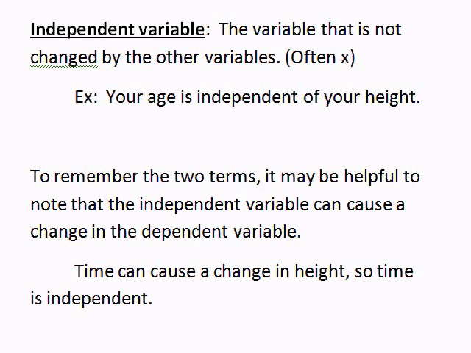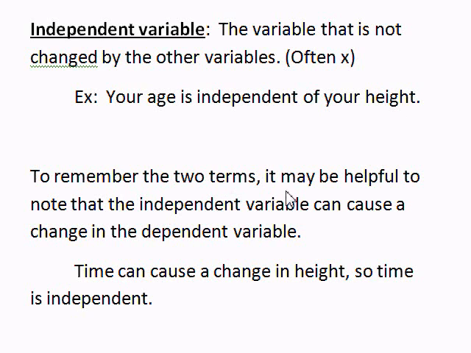The independent variable is the variable that is not changed by the other variables. The independent variable is often x. For example, your age is independent of your height. You don't make yourself get taller and then all of a sudden you get older or shorter and younger. So your age is independent. It's not affected by your height.